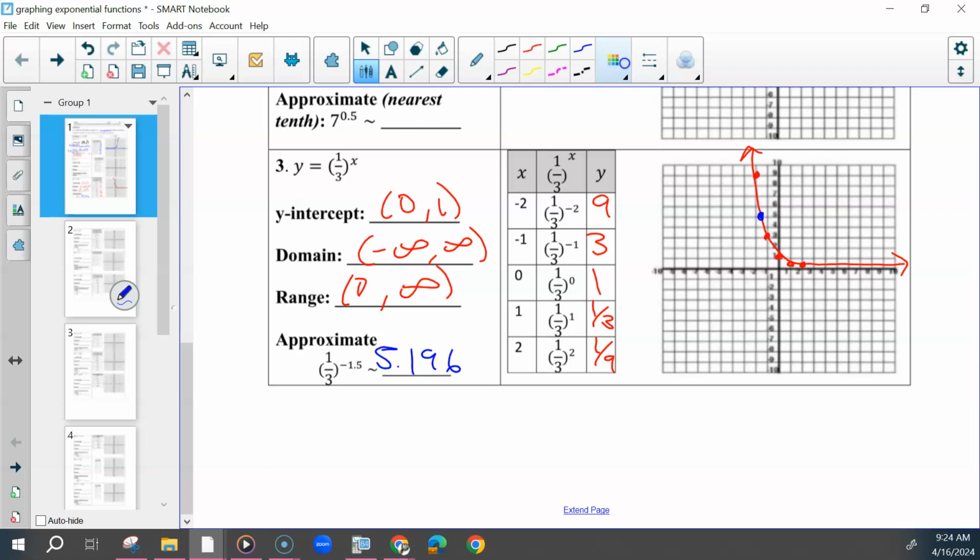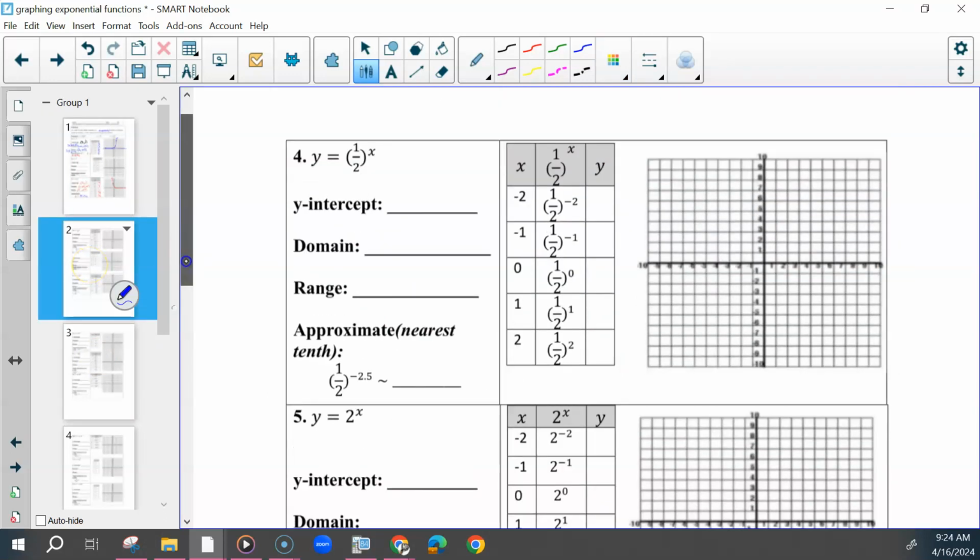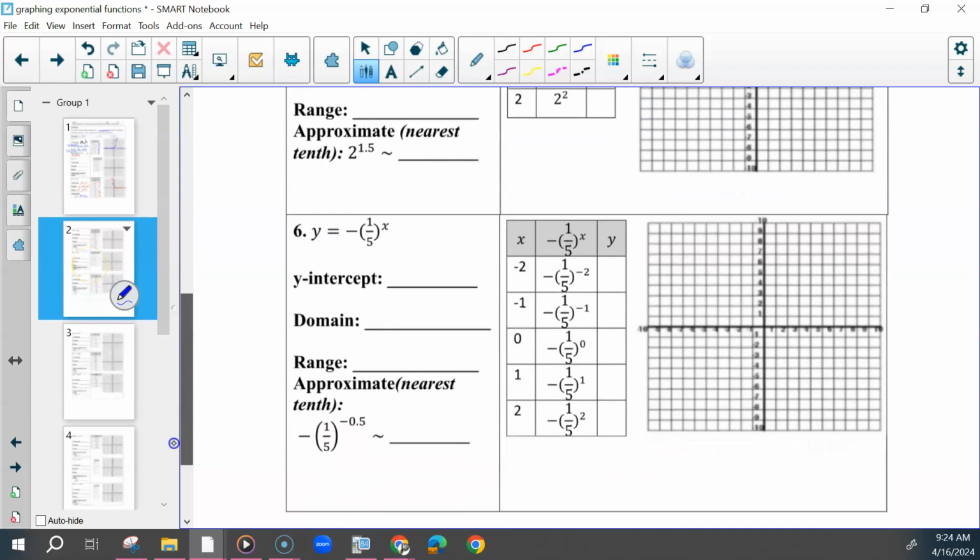So I was probably going to guess about 5-ish, so that would have been close. Questions so far? Now we're going to add in some different things and see what happens when we change our A value or change our B value to different things. So go to number 6.